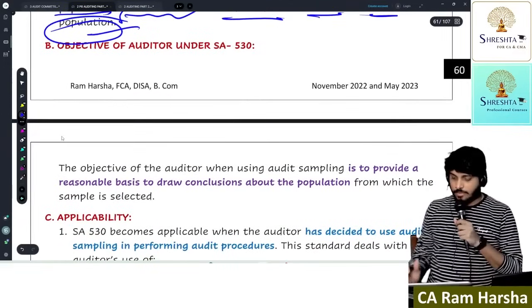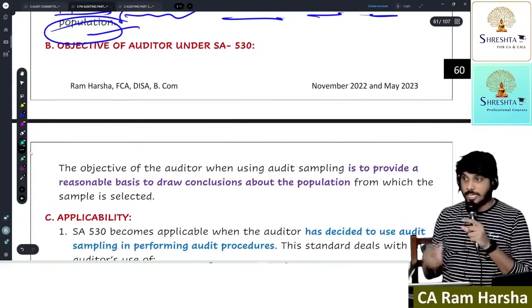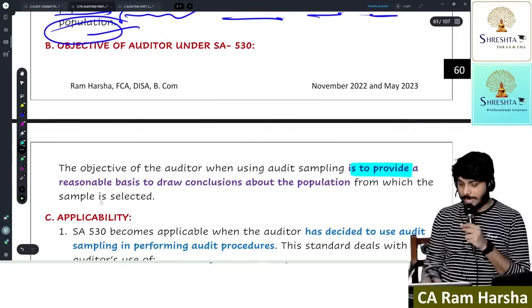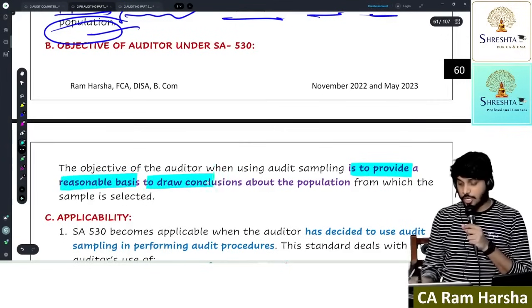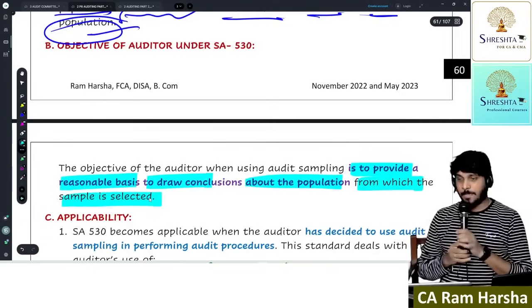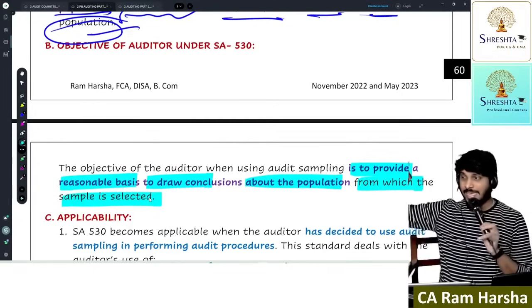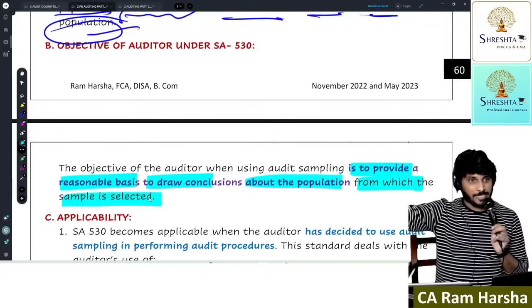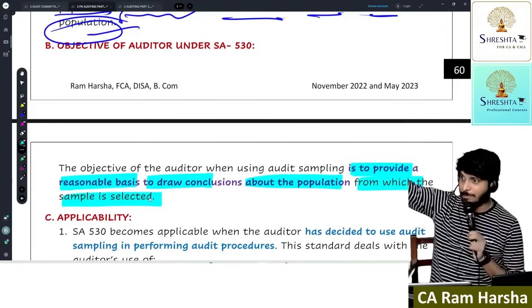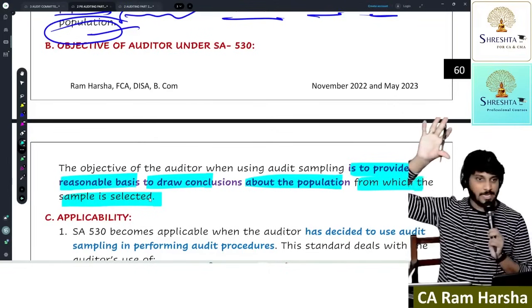Now, what is the objective of the auditor? The objective of the auditor in sampling is to provide a reasonable basis to draw conclusion about the population from which the sample is selected. See, in the population in our example, 277 bills were there totally. Each item is called a sampling unit. Whatever is selected is called a sample. Are you getting the point?